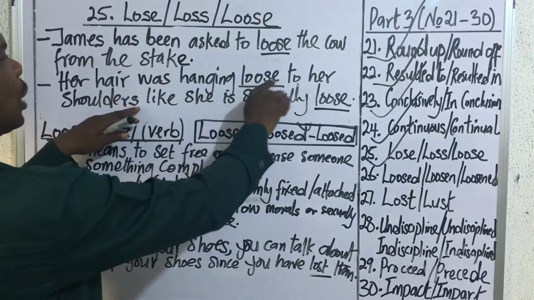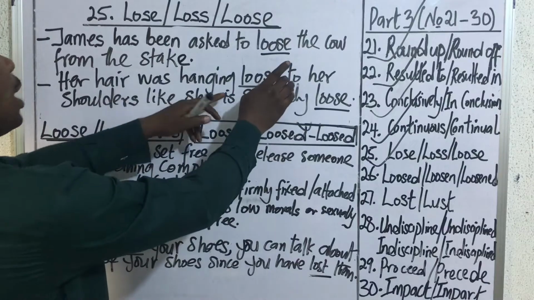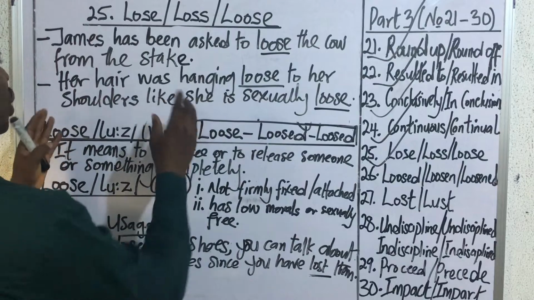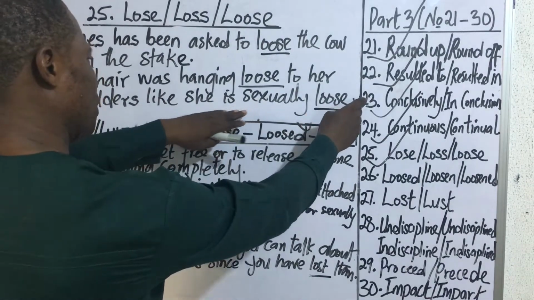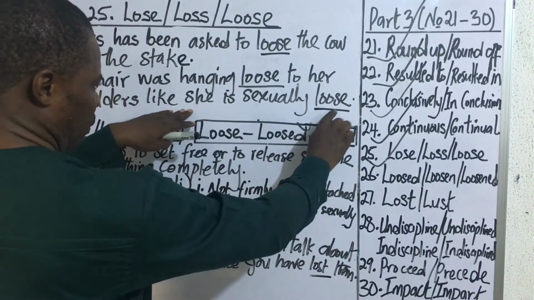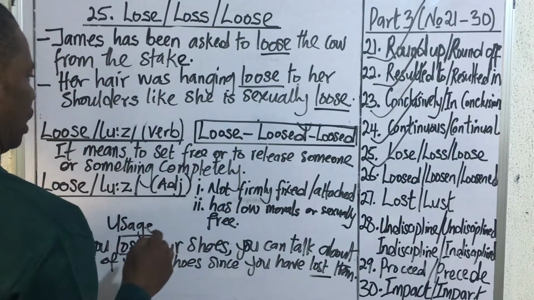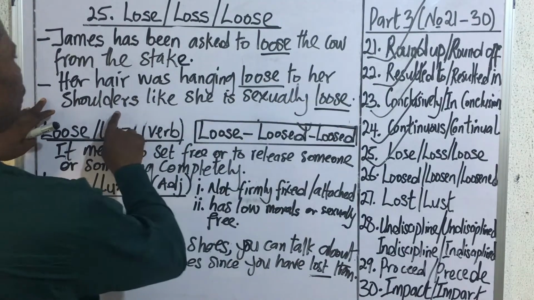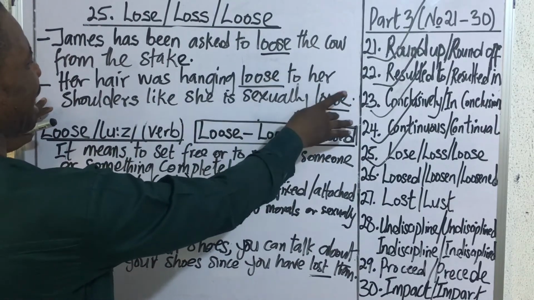Her hair was hanging loose to her shoulders like she is sexually loose. Okay, the way loose is used here, it is an adjective descriptive of the shape of her hair, not packed together. Then the second way loose is used here, it is used to describe her personality, although it is figurative. That is to show that she is low in morals or sexually free. So you say her hair was hanging loose to her shoulders like she is sexually loose. So this is how you can use loose as an adjective.